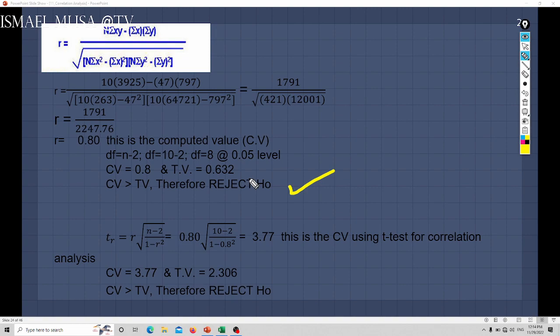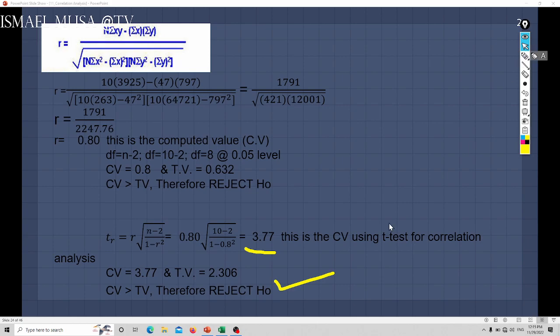Now, sometimes we also solve for the test for correlation. So we want to establish whether the correlation is significant or not, and we use the t-test. This is the formula for the t-test that we use in correlational analysis. So, R times the square root of n minus 2 over 1 minus R squared. So, just substitute your R as computed earlier, 0.80. So, n is 10, 10 minus 2. 1 minus 0.8 squared. So, take note of 0.8 squared. Then, you do the operation. The result is 3.77. This is the computed value using the t-test for correlation analysis. Therefore, we make this decision.